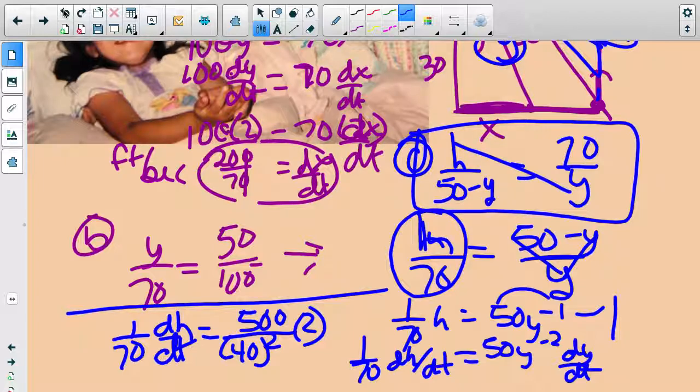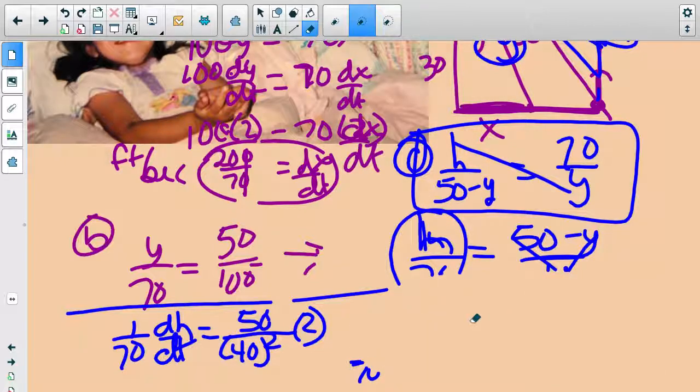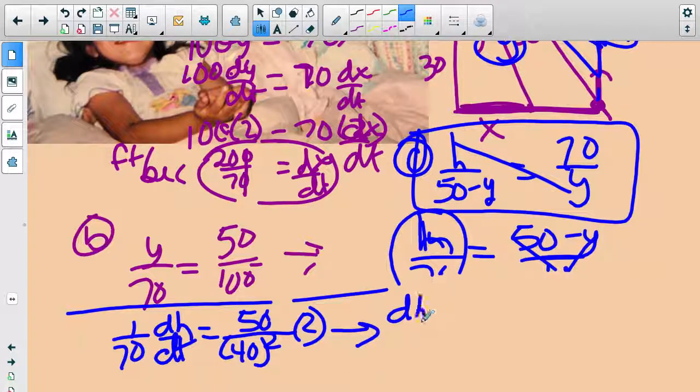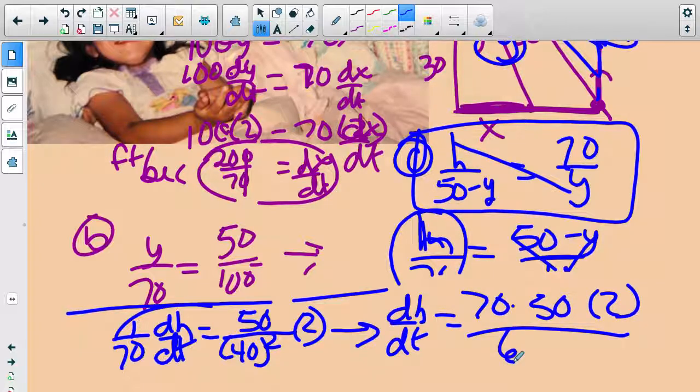All right, so that was a 50 over y to the negative, 50 over y squared dy dt. So this is 50. Okay? So now I'm going to erase this part and keep going this way. All right, so I have dH dt is equal to, I'm going to multiply 70 times 50 times 2 over 1600. I'm not going to multiply all that out. Even if I did have a calculator, I can just reduce like this. And so you get 35 over 8 feet per second.